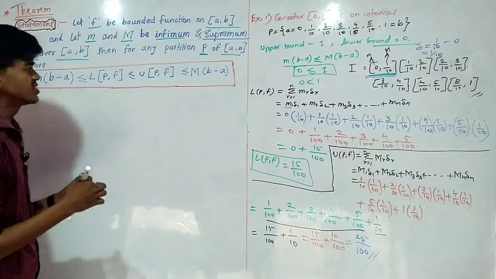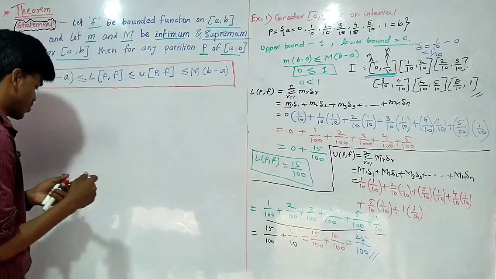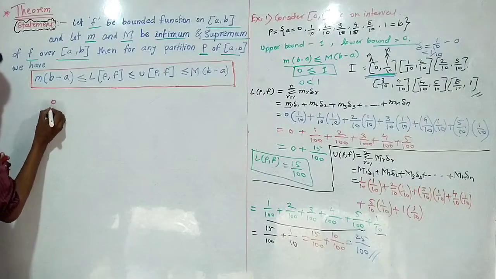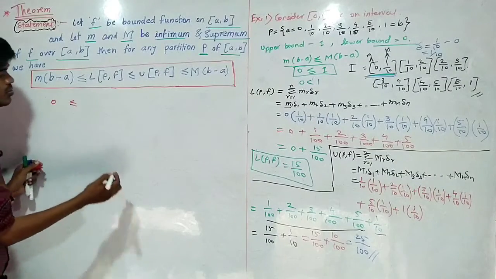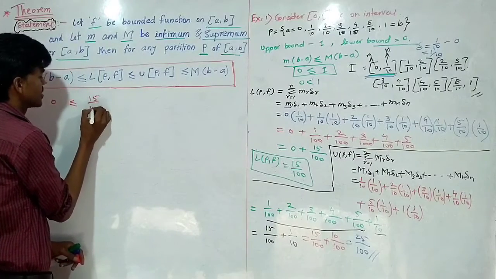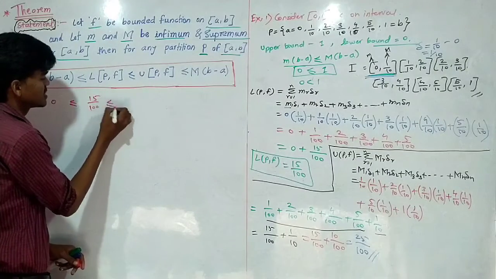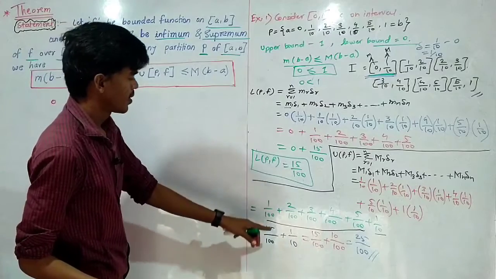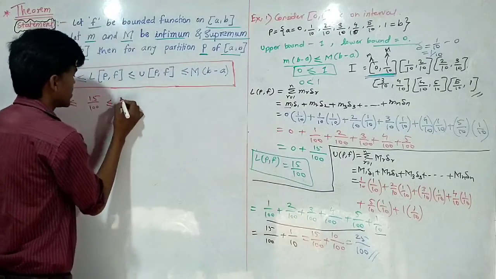So by using this we know that 0 is our small m, which is less than or equal to LPF, that is 15 by 100, which is less than or equal to UPF, that is 25 by 100.